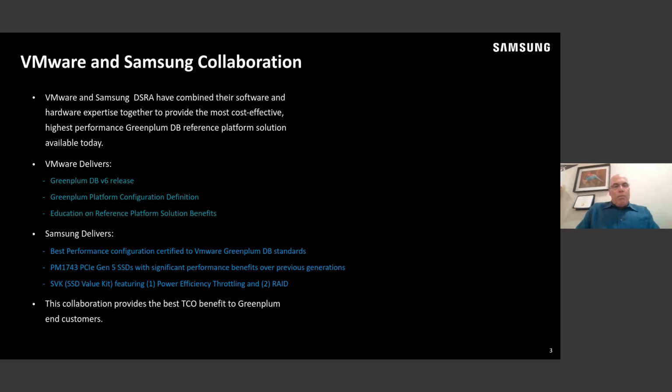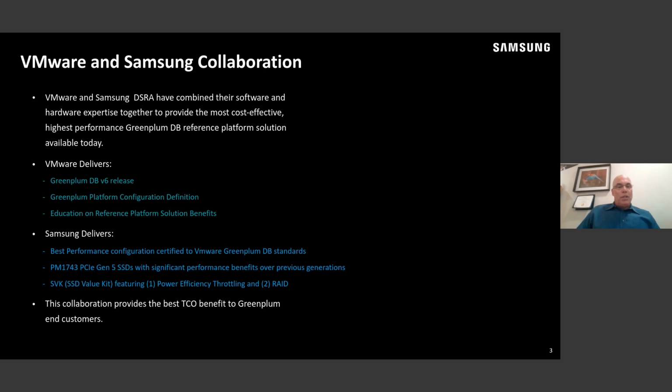So by providing a cost-effective, highest performance Greenplum database reference platform, we're able to offer that and show that to you today. So VMware is delivering as part of the solution the Greenplum database version 6 release. They're defining the platform configuration, which you'll learn about more from Pramod. And then also they will provide the education services on this reference platform so that it can best benefit the solutions that you require in your own applications.